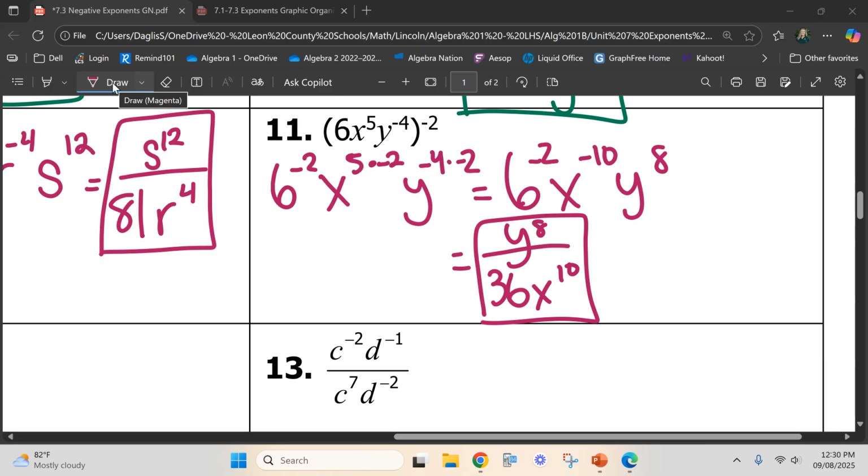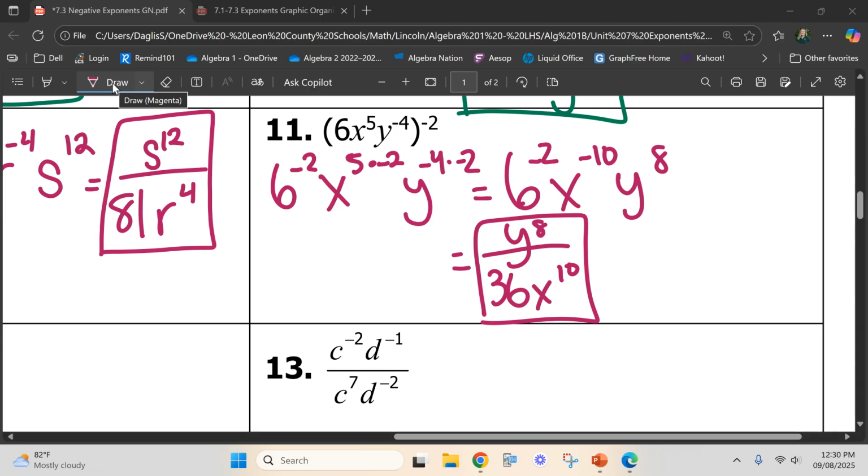So everything got an exponent of -2. 6 to the -2. X to the 5th times -2. Y to the -4 times -2. So do we see why the y stayed where it was and didn't move? -4 times -2 gave it +8.